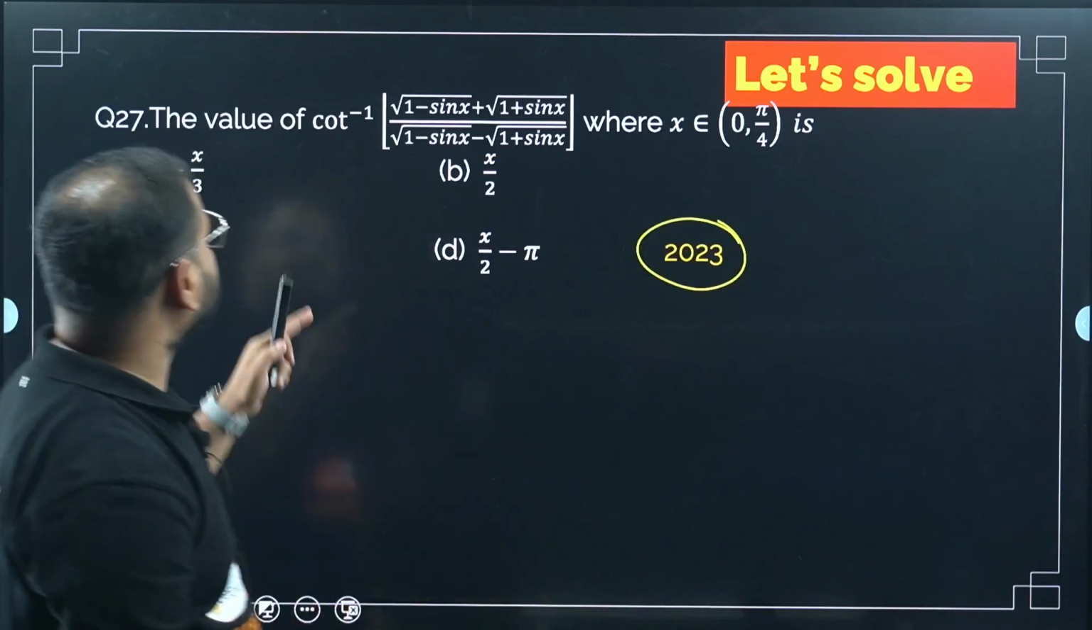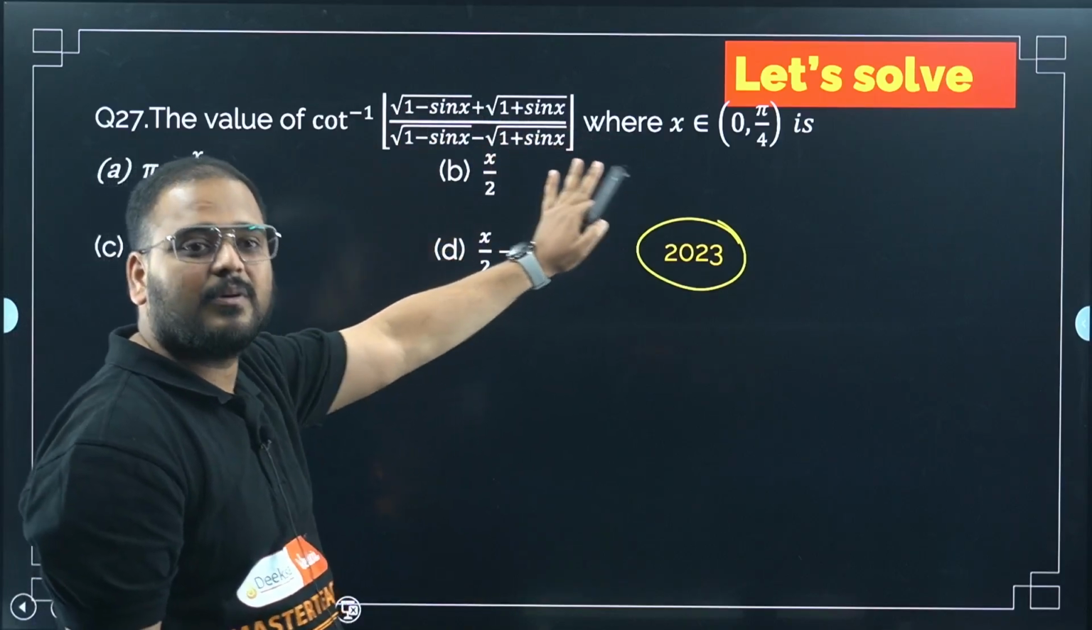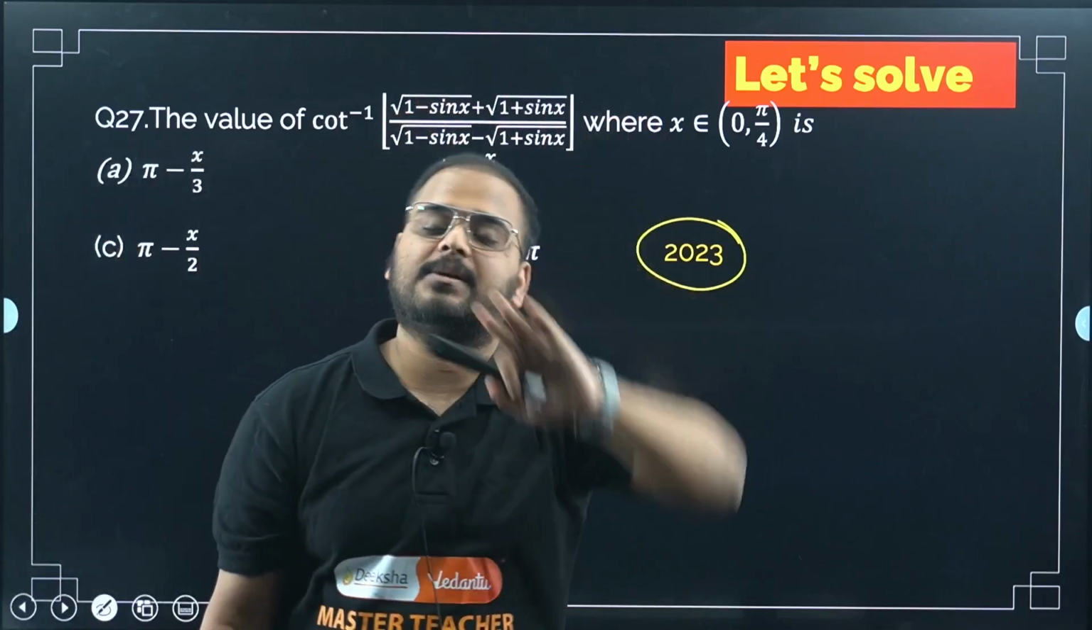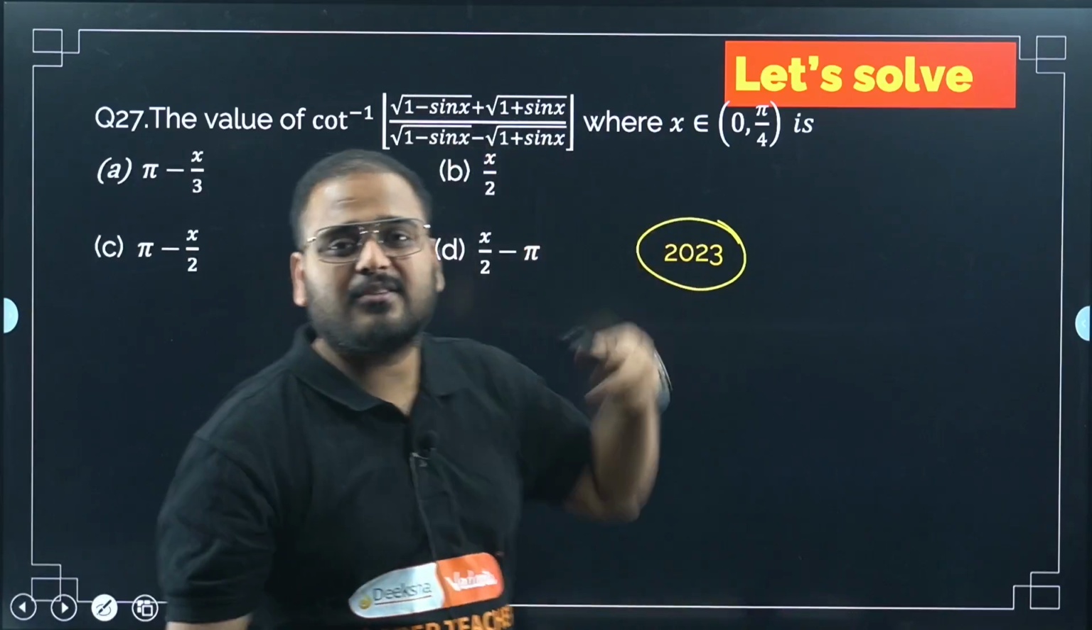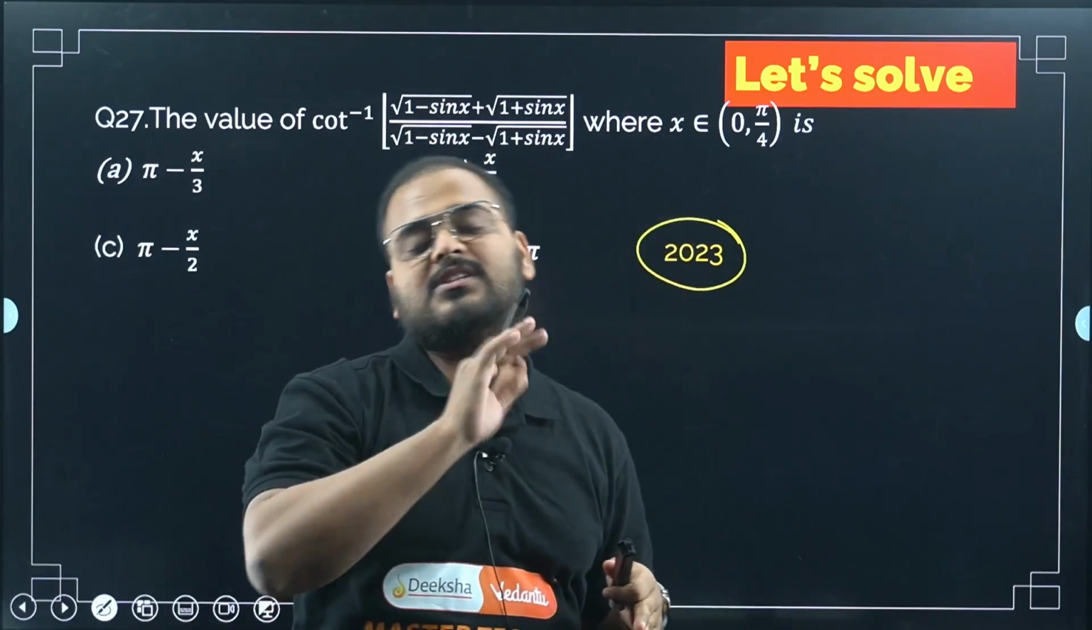2023. How will I do this question? Cot inverse of this. So looks complicated right now. Whenever I have this form, the first step is that a lot of roots are there. We have to eliminate the roots. How will you eliminate the roots in this form?